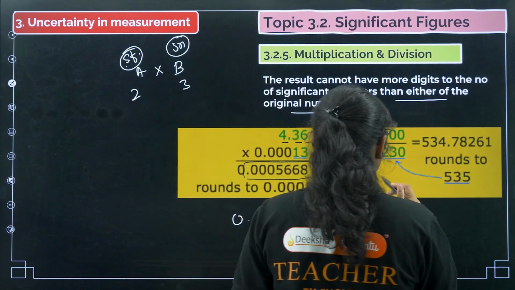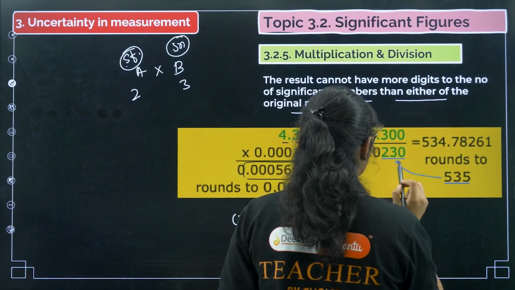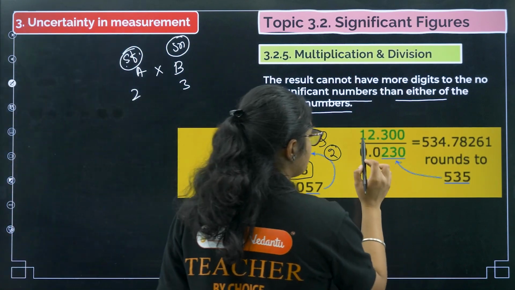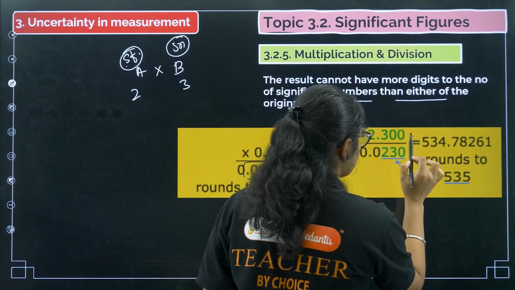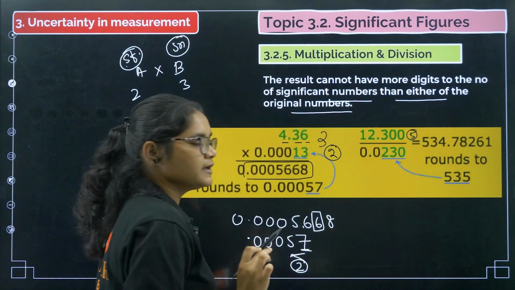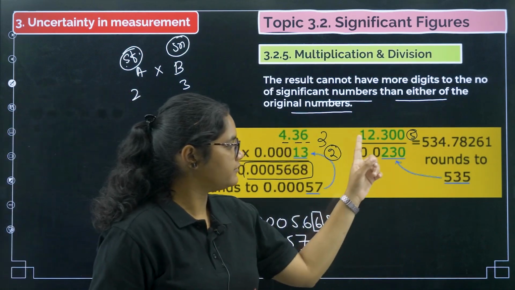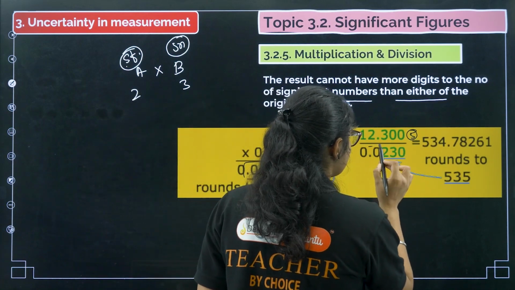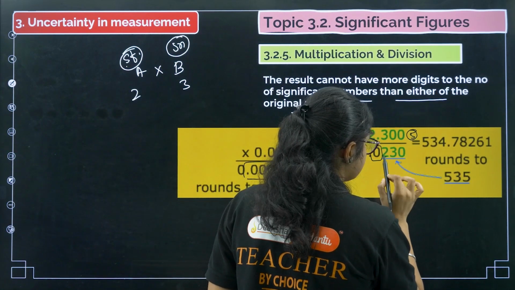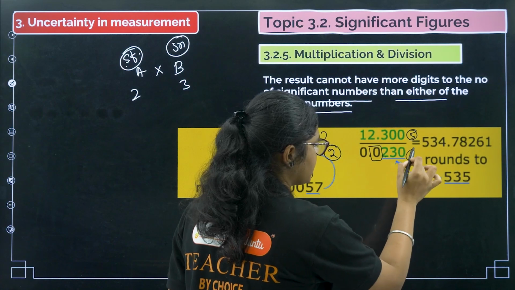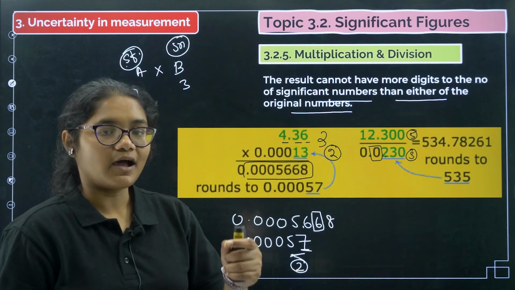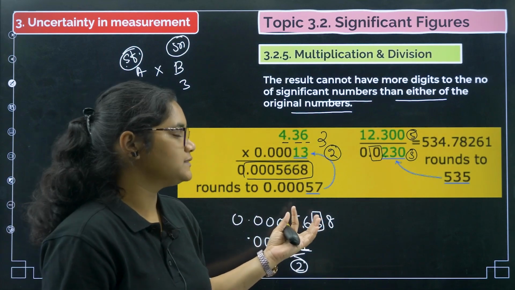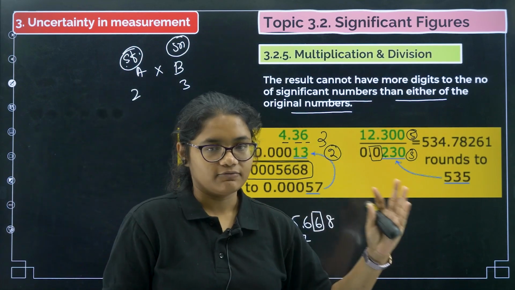Now if you see here, 12.300 plus 0.0230, in the first you can see the total number of significant figures is 5, because we need to count the zeros after the decimal, right? And here, this 0 is not counted, but these 3 numbers will be counted. So here the significant numbers are 3. So in the final answer also we need 3 significant figures.